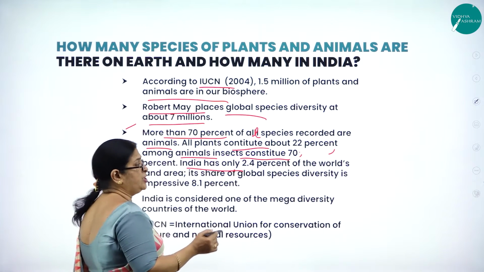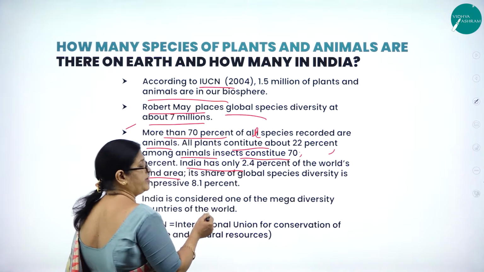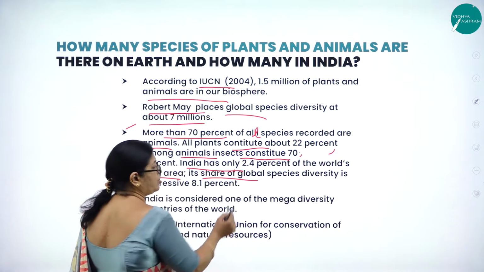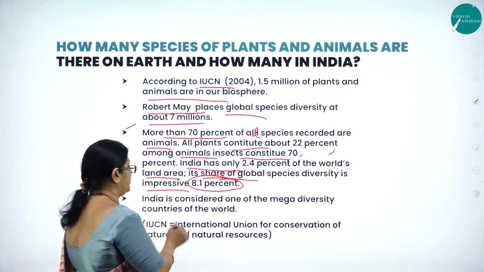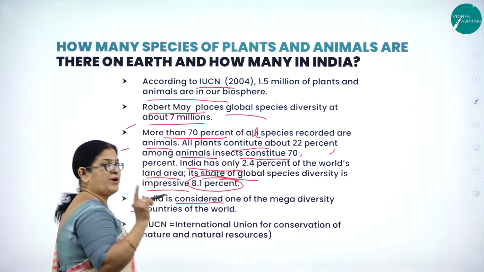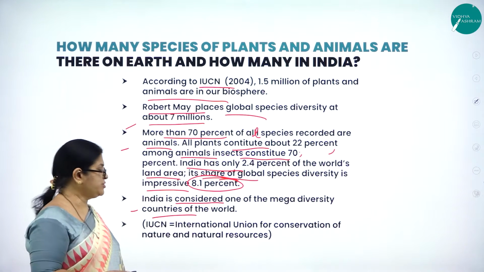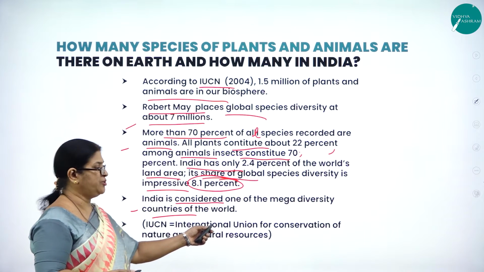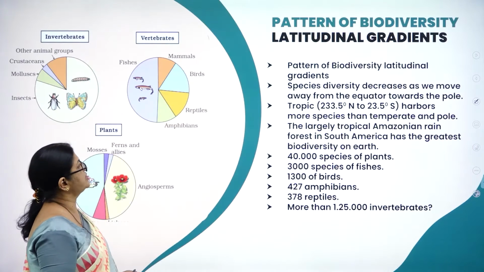India has only 2.4% of the world's land area. What is the share of India then? Its share of global species diversity is impressively how much? 8.1%. And India is considered one among the 12 mega diversity countries of the world. IUCN stands for International Union for Conservation of Nature and Natural Resources.